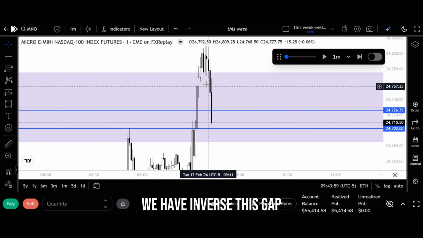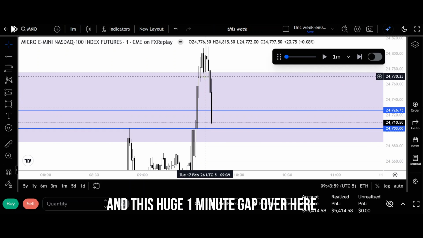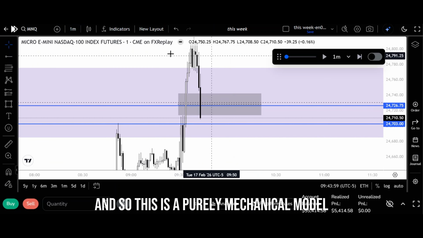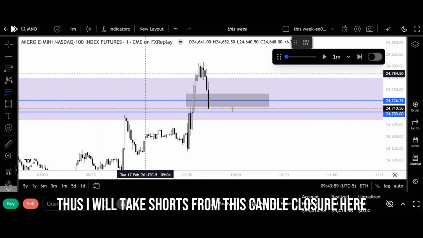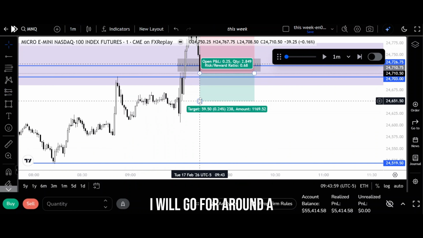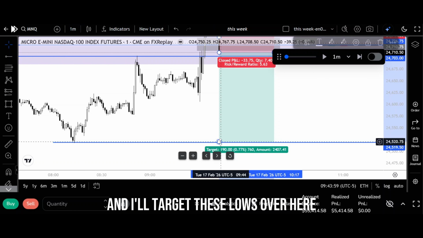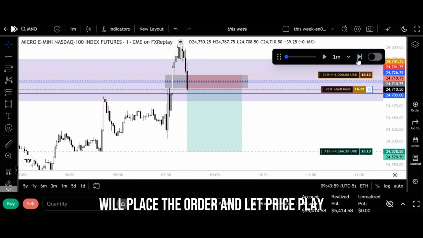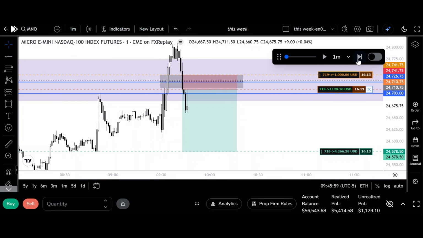We have inverse this gap and this huge 1-minute gap over here. And so this is a purely mechanical model. Thus, I will take short from this candle closure here. I will go for around, and I'll target these lows over here and go for around a 1 to 4. We'll place the order and let price play.